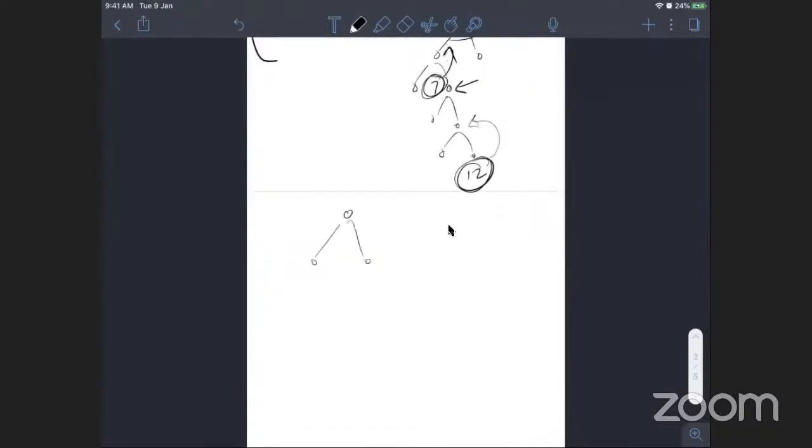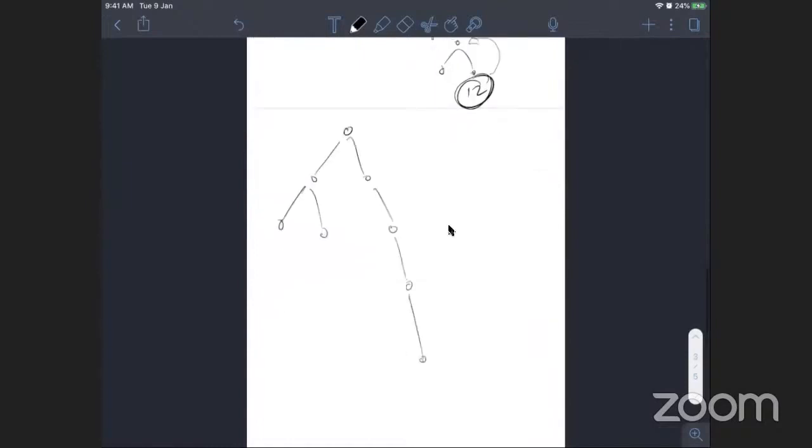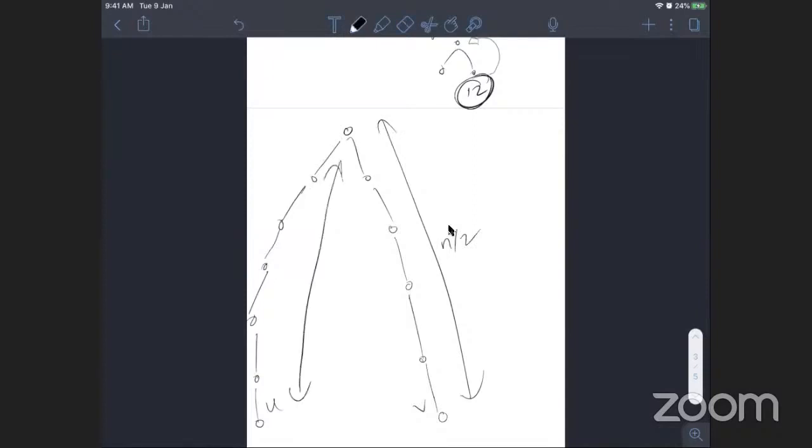The worst case is, let's say I give you a tree in which one node lies at the very bottom and the other lies at the extreme end. These two are U and V. Let's say this is N by two, and this is also N by two, the heights I'm referring to. Then you'll take N by two steps to come here and N by two steps to come here, which is the LCA. So in the worst case, this algorithm will take order N.